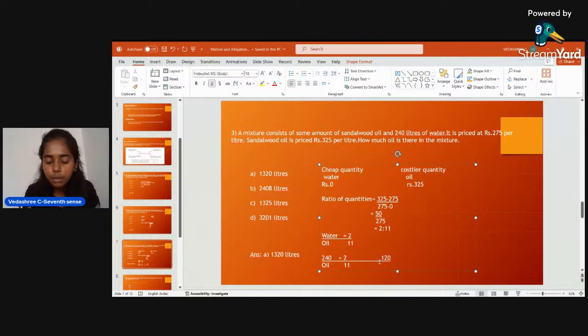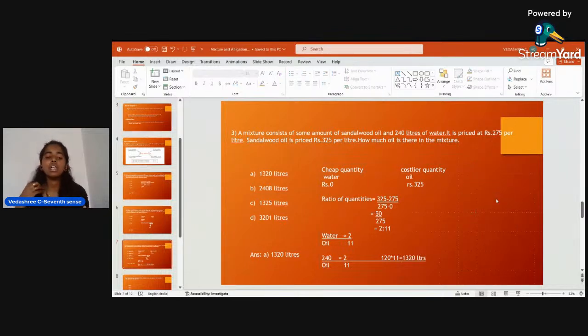120 into 11 is equal to 1320 liters. So I'll explain again. In the question, what is given? A mixture consists of some amount of sandalwood oil and 240 liters of water, and it is priced at rupees 275 per liter. Sandalwood oil is priced at rupees 325 per liter. How much oil is there in the mixture? We need to calculate the quantity of oil in this mixture.